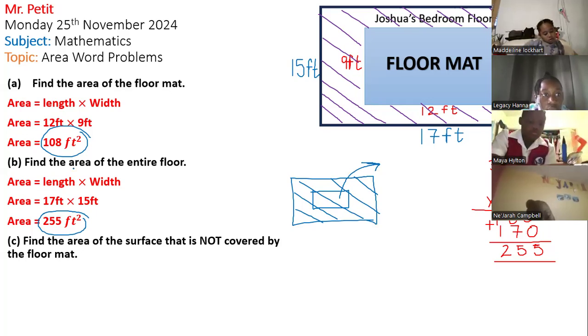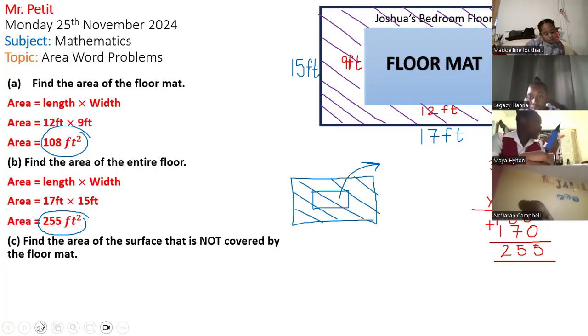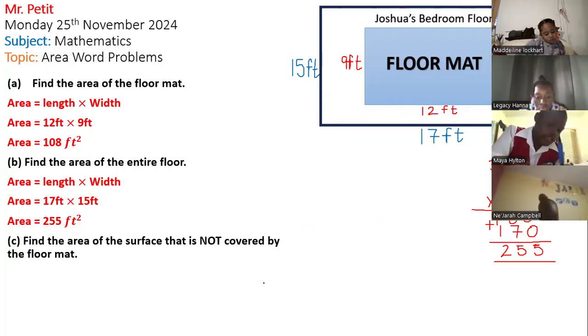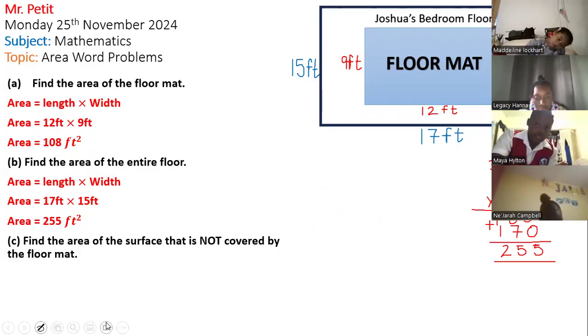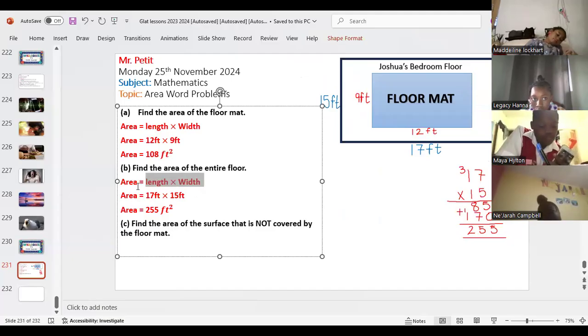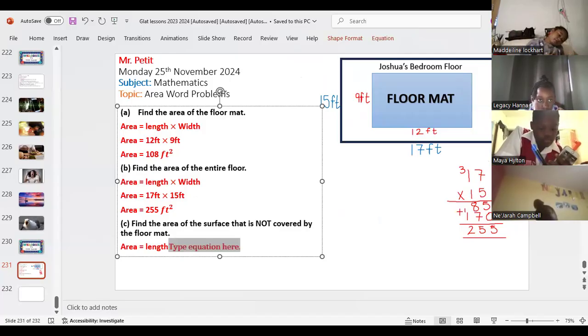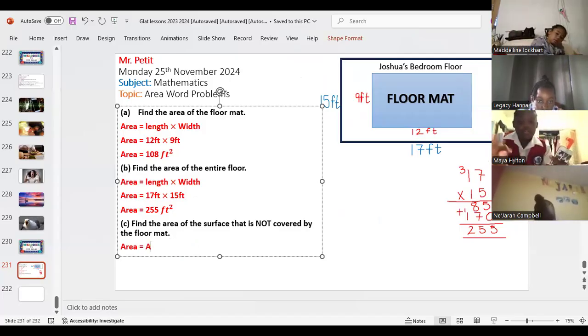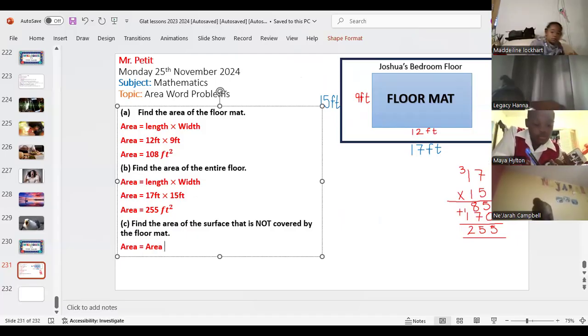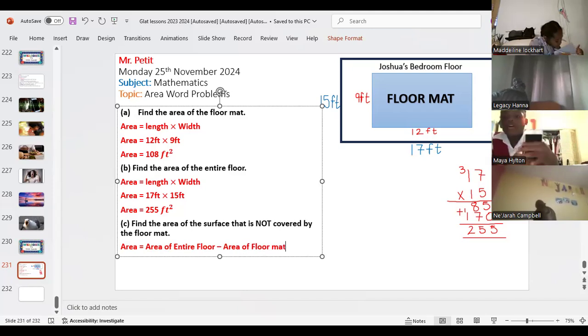All right, so let's go ahead and do that. Oh, my answer is completely wrong. So we have area is going to be equal to what? Area of the entire floor minus area of the floor mat.